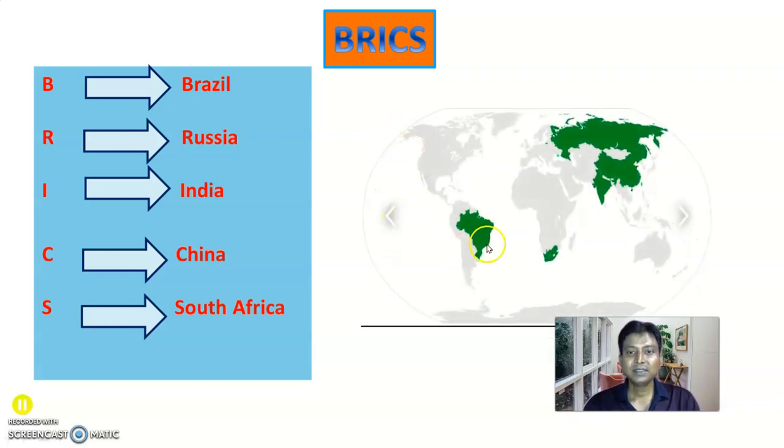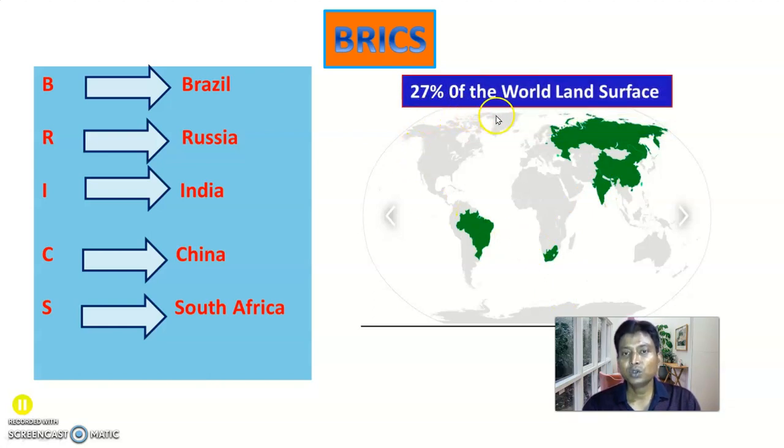And this is the map of the world, and this is Brazil, this is Russia, this is China, and it is our lovely India, and it is South Africa. And we have to know other information provided here. 27% of the world land surface is covered by BRICS countries. So students, this is a major portion of the world.